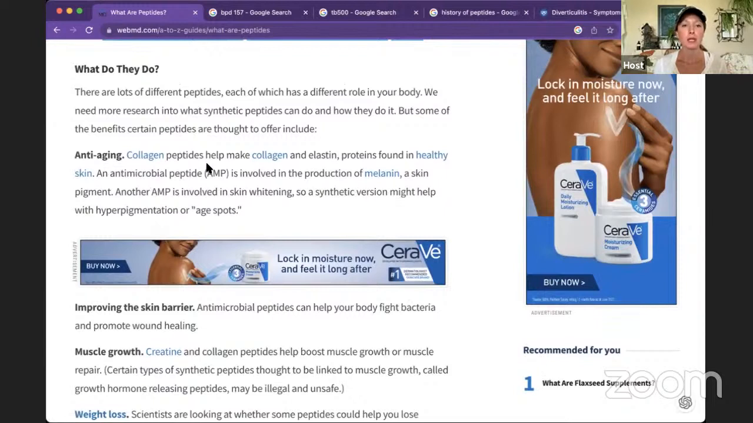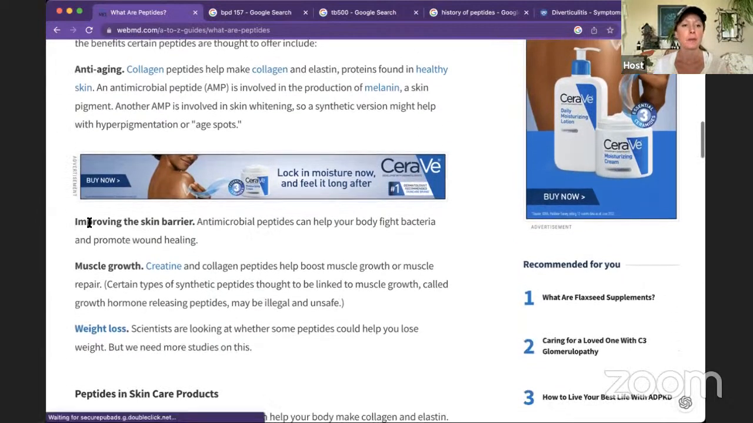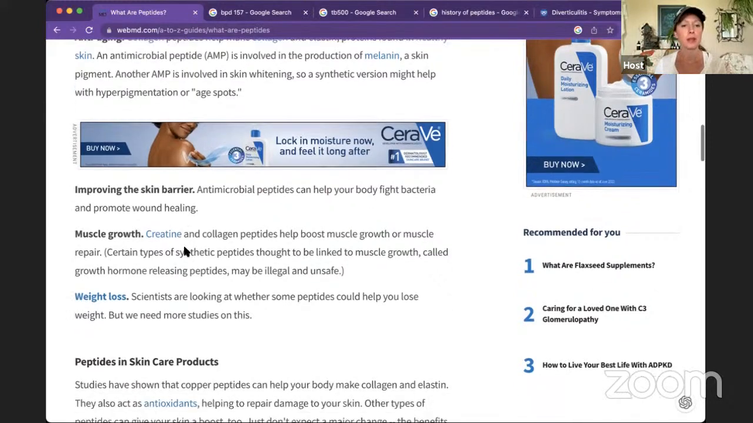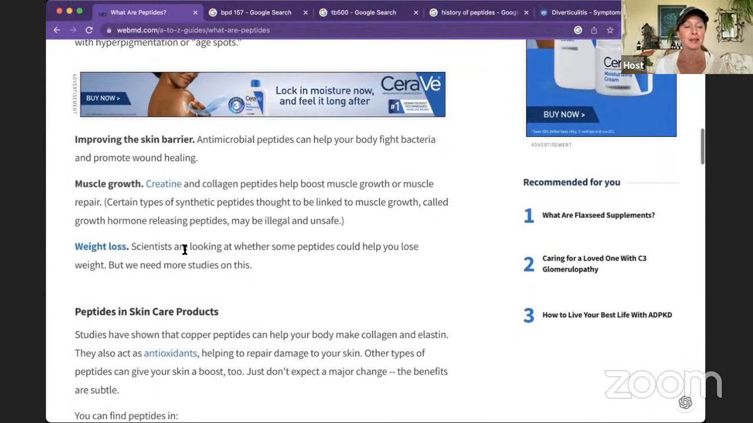Anti-aging: collagen peptides help make collagen and elastin, proteins found in healthy skin. An antimicrobial peptide, AMP, is involved in the production of melanin, a skin pigment. Another AMP is involved in skin whitening, so a synthetic version might help with hyperpigmentation or age spots. Improving the skin barrier: antimicrobial peptides can help your body fight bacteria and promote wound healing. These are perfect small paragraphs to record and compare as we learn about natural health and healing.